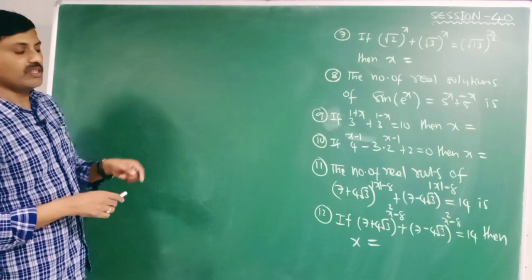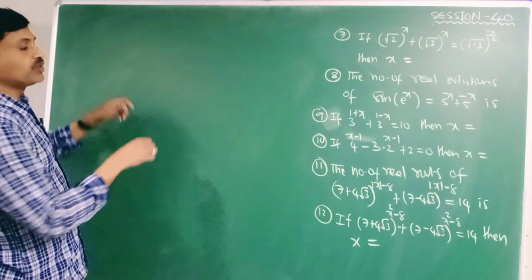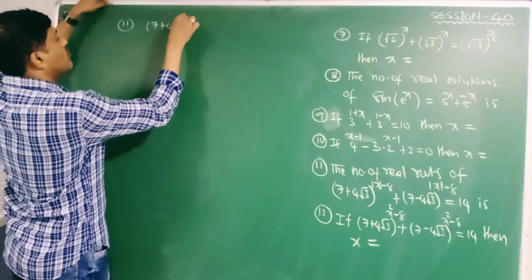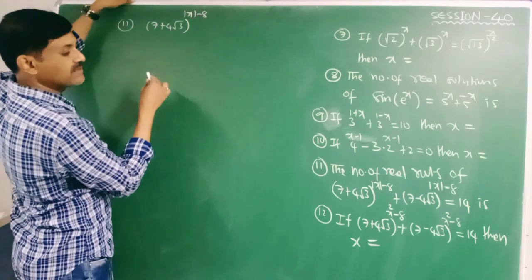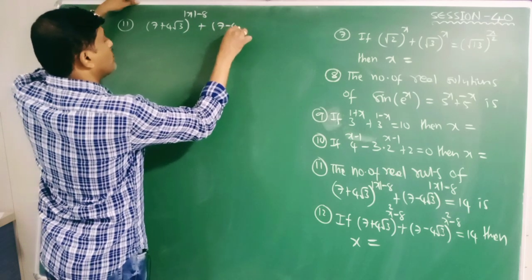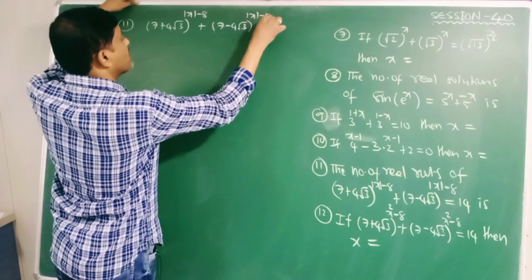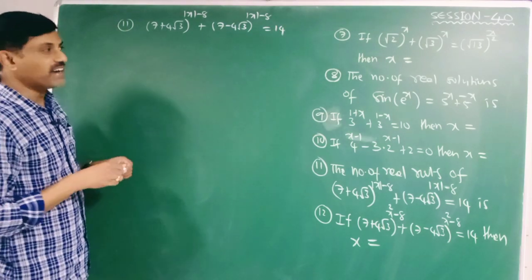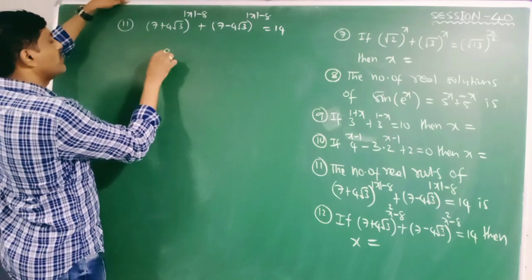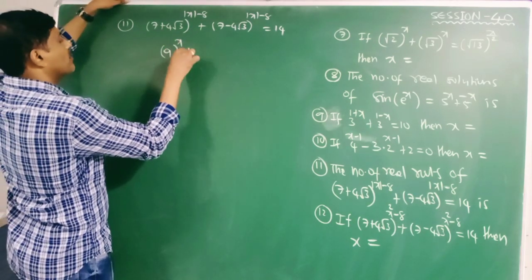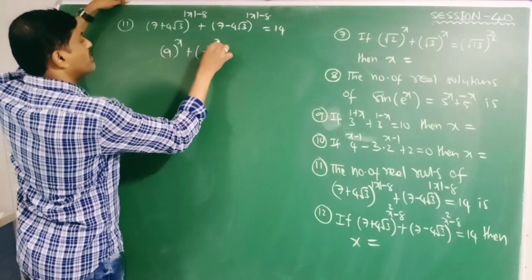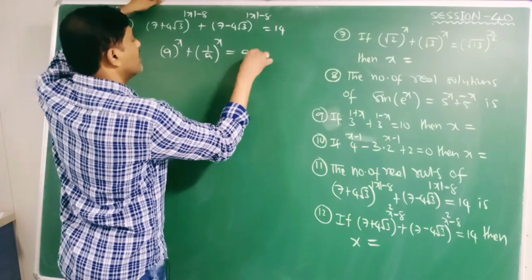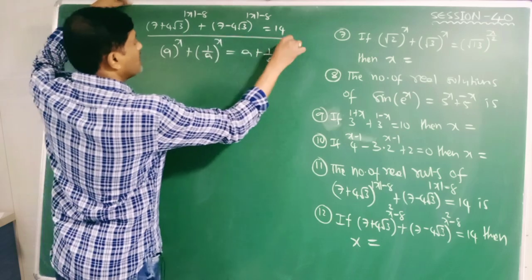Okay students, move on to our next question. The number of real roots of, which is the 11th one, (7 + 4√3)^|x-8| + (7 - 4√3)^|x-8| = 14. In this case we have to find the number of real roots. Clearly it is in the form of a^x + (1/a)^x = a + 1/a.